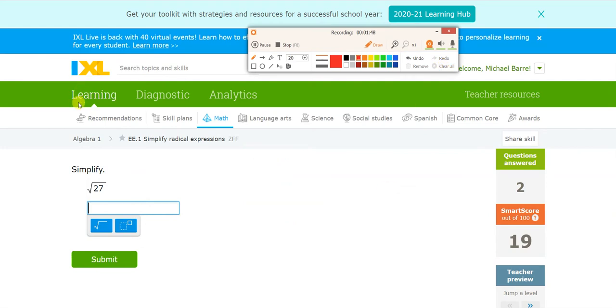27. Well, 27, isn't that just 3 times 9? That's 27. And what's the square root of 9? Well, the square root of 9 is 3. So it's 3 square root of 3.